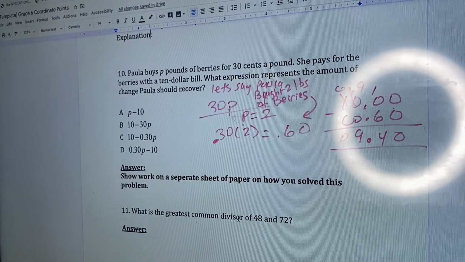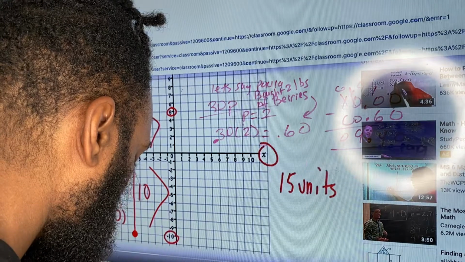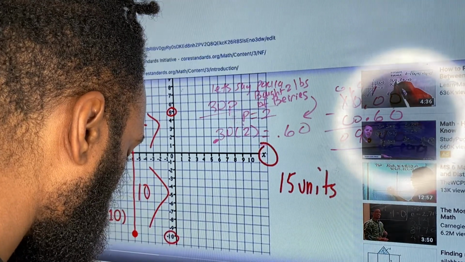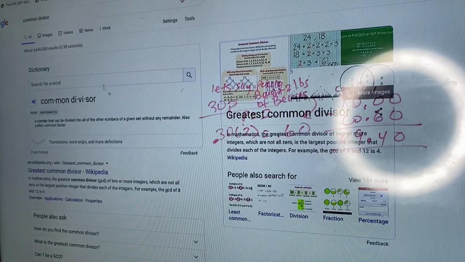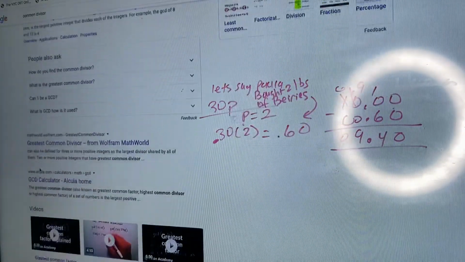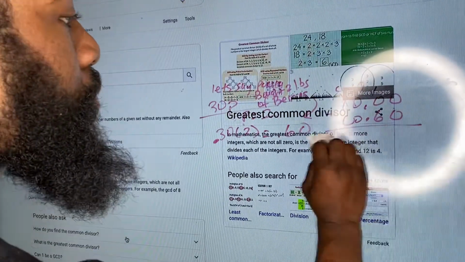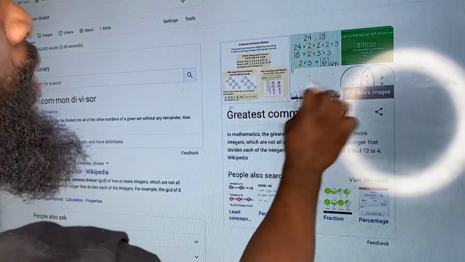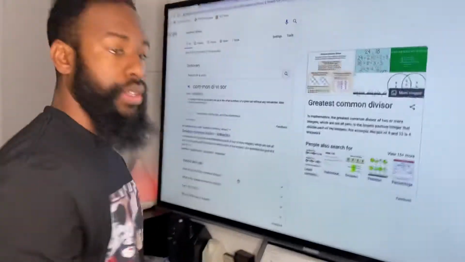So let's say, what is the greatest common divisor of 40 and 72? You just take this here, go to Google, right? Common divisor. Google it. Boom. And they have a whole bunch of examples here, and YouTube videos of how to solve it.